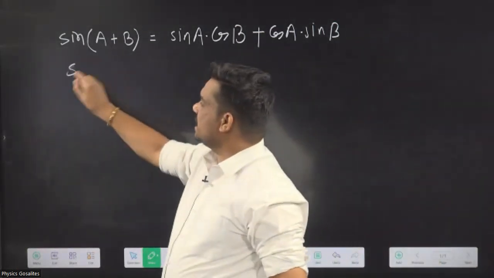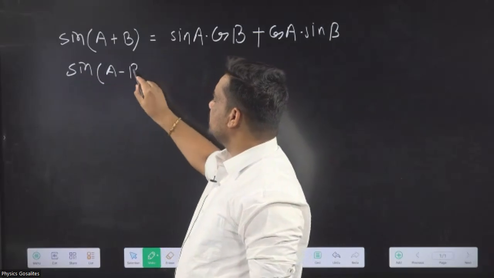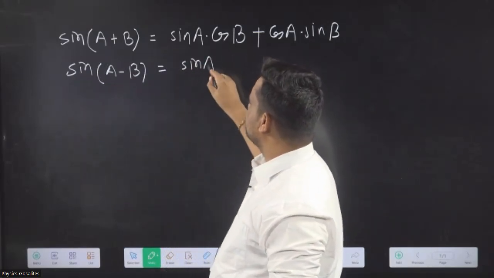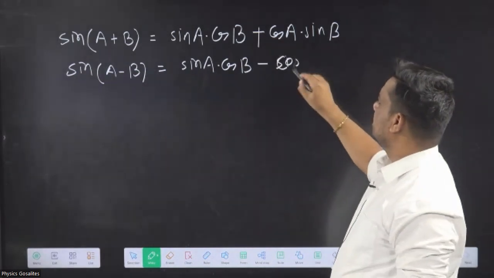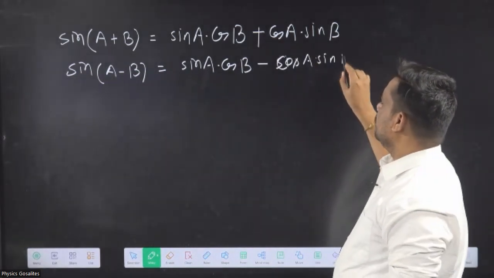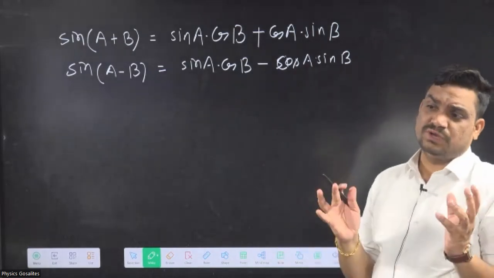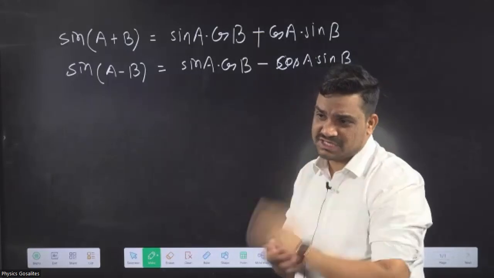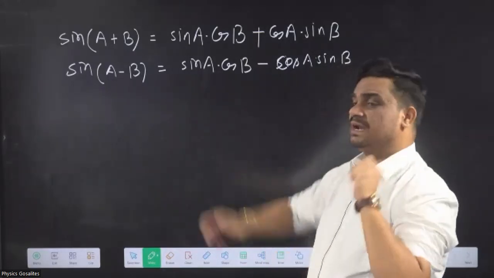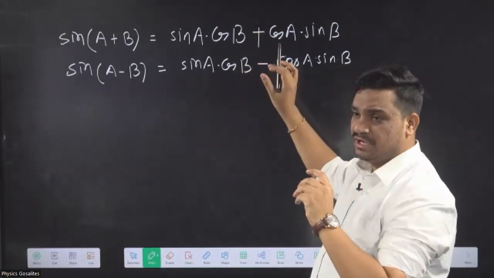We can say sine a minus b, and the only difference is here: the sign will be minus, sine a cos b minus cos a sine b. The only difference is that sine keeps both together. Already I said sine believes in coexistence, and plus will remain as plus and minus will remain as minus here.